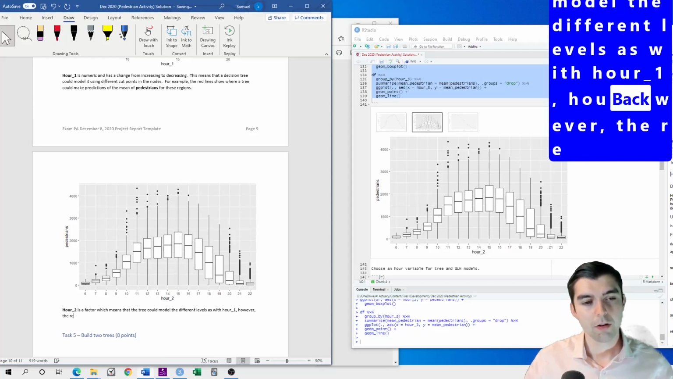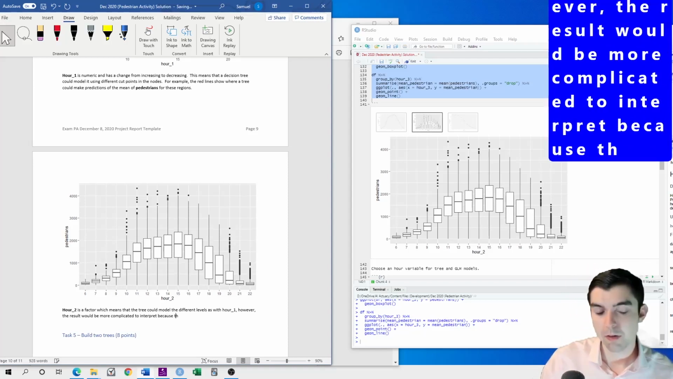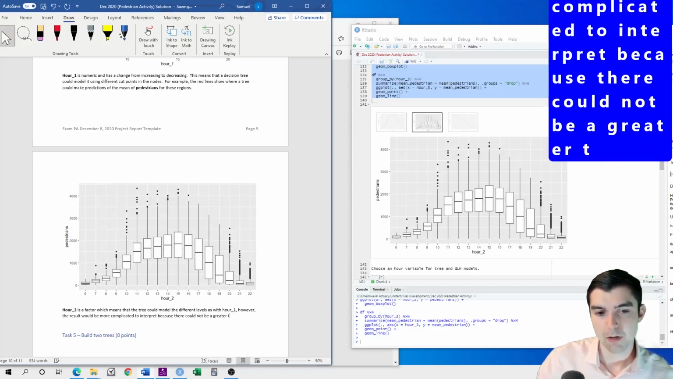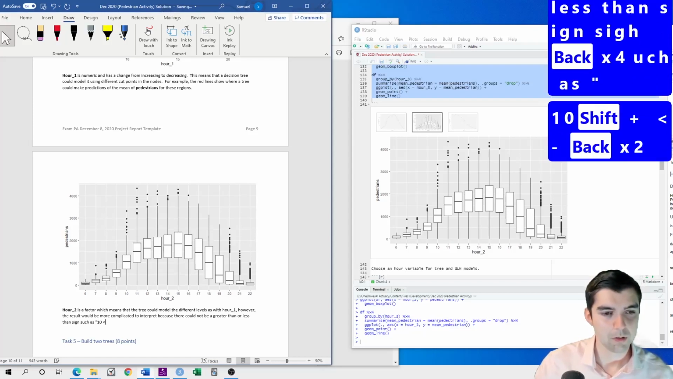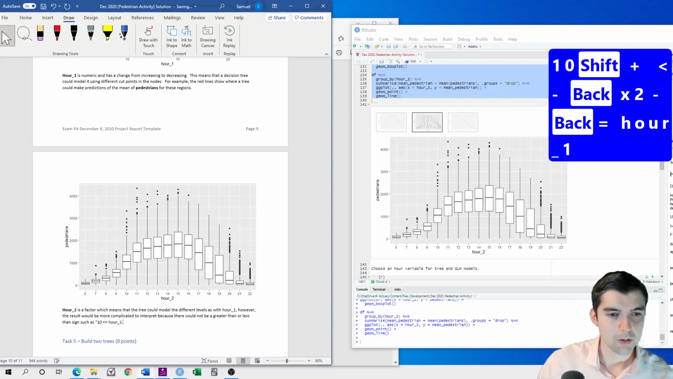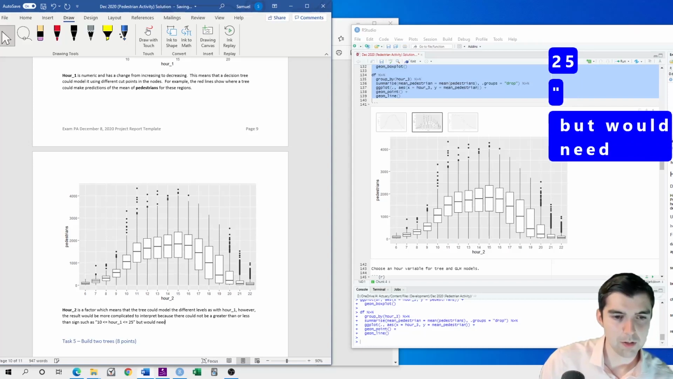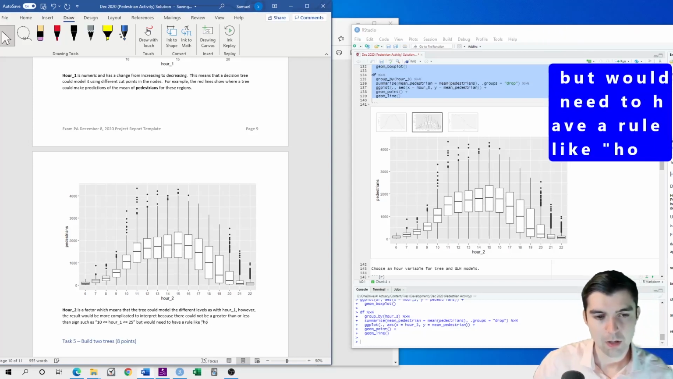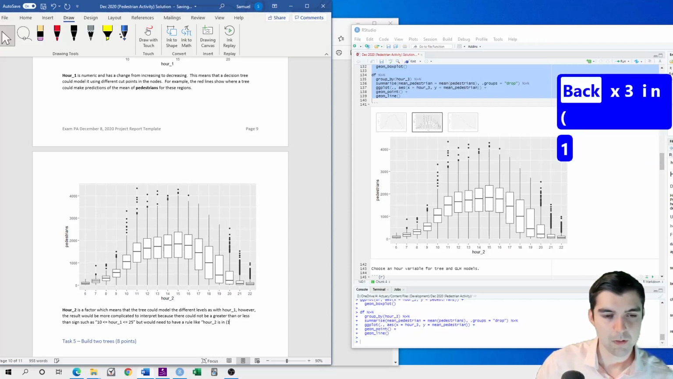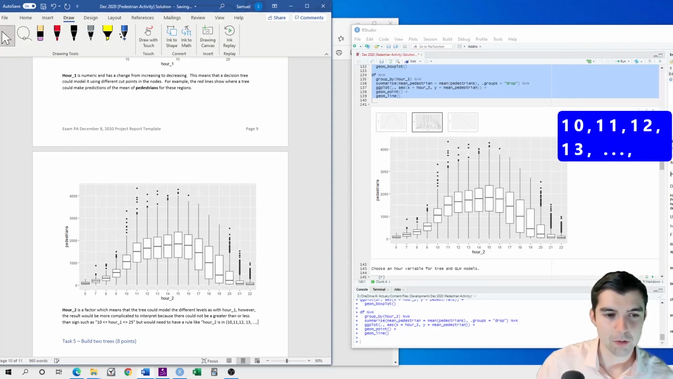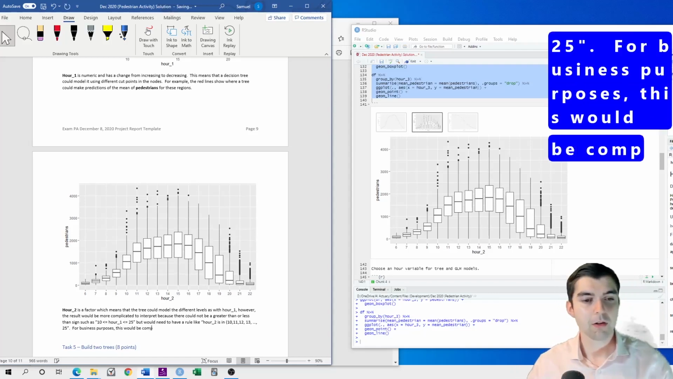However, the result would be more complicated to interpret because there could not be a greater than or less than sign, such as hour 1 less than or equal to 24, but would need to have a rule like hour 2 is in 10, 11, 12, 13, up to 25. For business purposes, this would be complicated to explain.